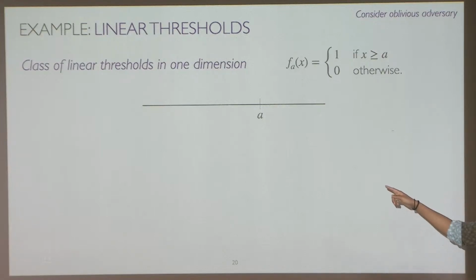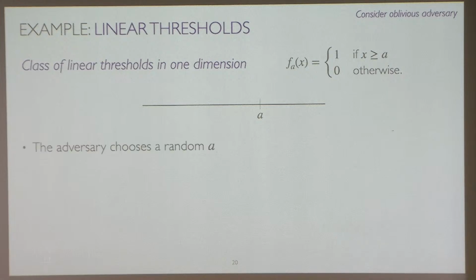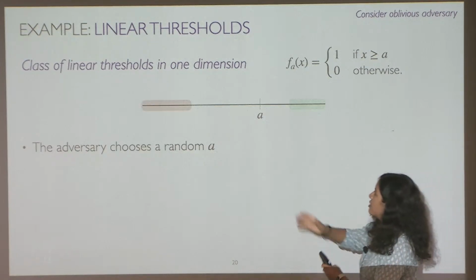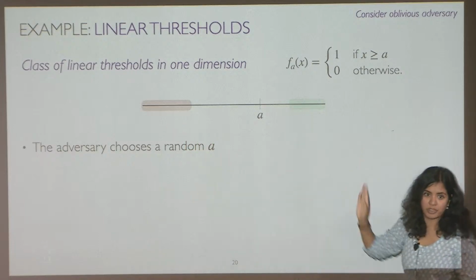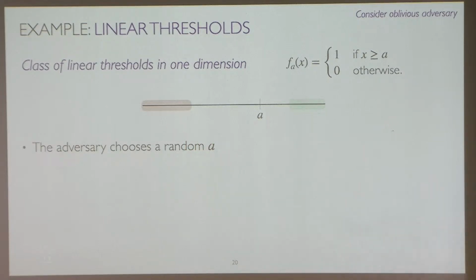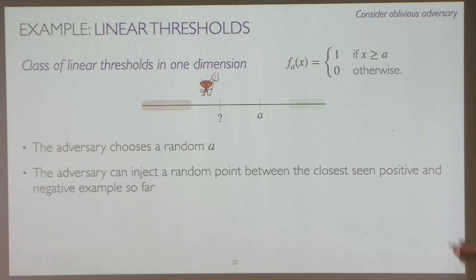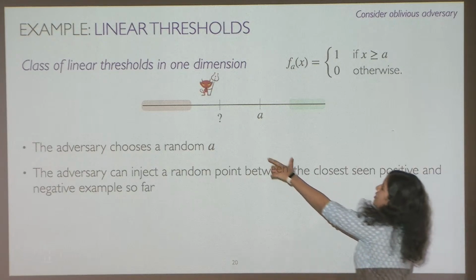The only parameter is this A, which decides that if the input is larger than A, then it's positive, and if the input is smaller than A, then it's negative. You're just trying to find this A. So what the adversary can do here is choose a random A. Imagine that you've seen so far these examples. This is the part that you know is negative, and this is the part that you know is positive. So what can the adversary do? The adversary can just inject a random point between the closest seen positive and negative.